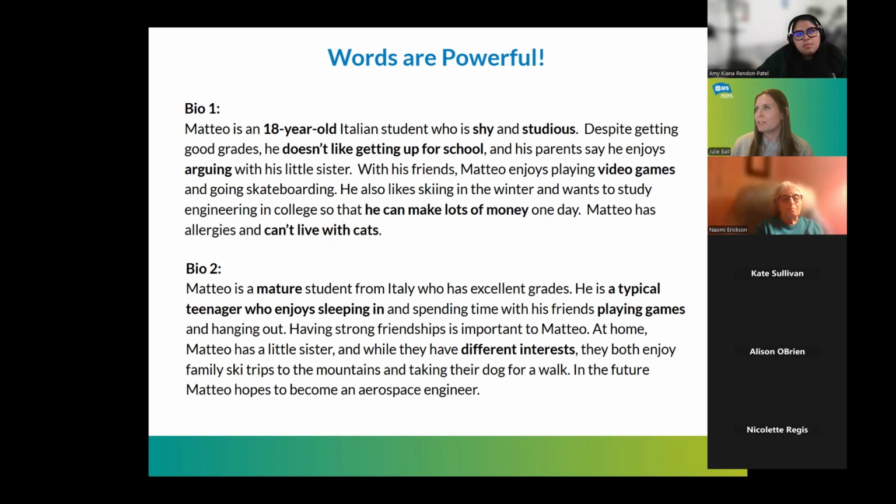Having strong friendships is important to Mateo. At home, Mateo has a little sister, and while they have different interests, they both enjoy family ski trips in the mountains and taking their dog for a walk. In the future, Mateo hopes to become an aerospace engineer. So there are ways to write while still being honest. And again, this is like putting their best foot forward.